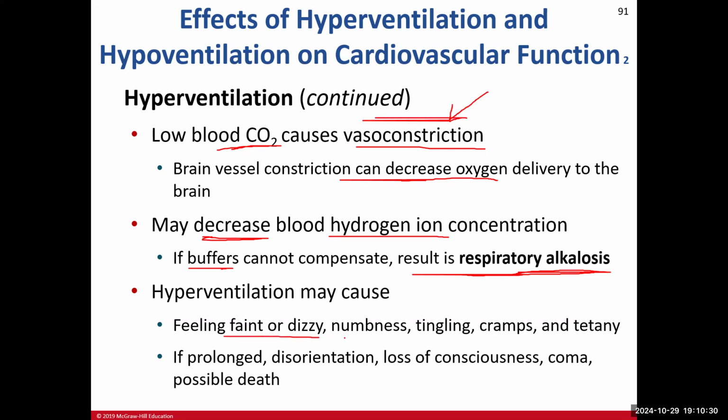Don't these symptoms make sense? Dizziness, lightheadedness, fainting, right? In some cases, you can get numbness and tingling because it's going to affect blood flow to the neurons there. God forbid, bless you, it gets worse, with cramping and even tetany, that sustained muscle contraction there. And then if this continues on and we're not able to compensate in that respiratory alkalosis, then you can result in coma, and then, God forbid, death.